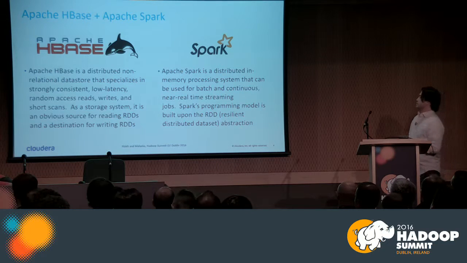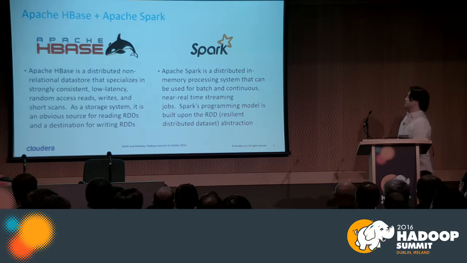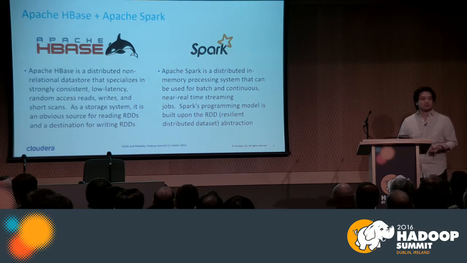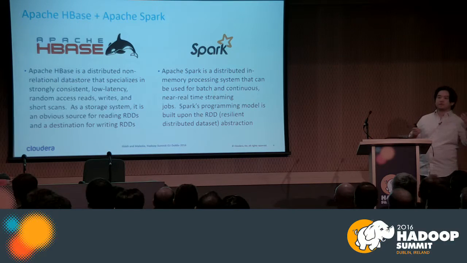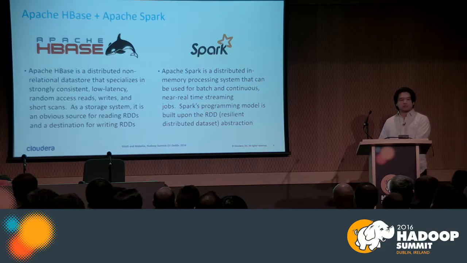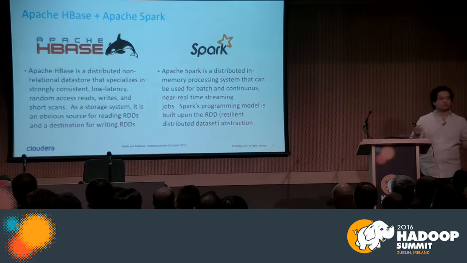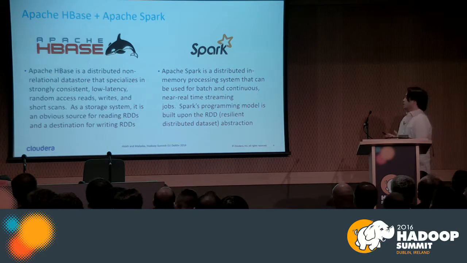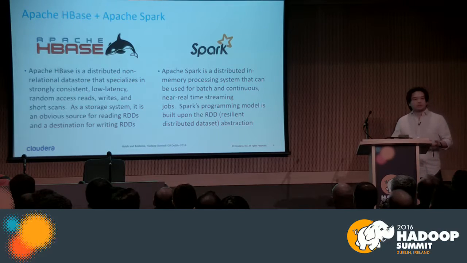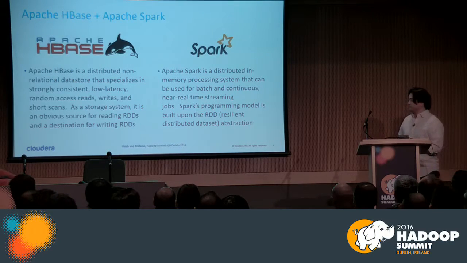Apache Spark is a distributed in-memory processing system that can be used for batch and continuous near real-time streaming jobs. So it's a way to process lots and lots of data. And it makes sense that you'd want to be able to read data from the storage system, process it in a very fast processing system, and then write it back out to the storage system. Spark's programming model is built on the RDD abstraction, the resilient distributed data set, and the newer version of it, which is the data frame.